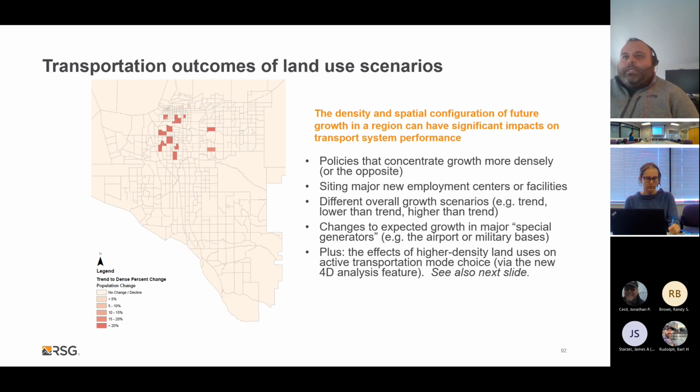So we can also look at things like the transportation outcomes of land use scenarios. The density and spatial configuration of future growth in a region can have a significant impact on transportation system performance. The policies that can concentrate growth more densely, siting major new employment centers or facilities, different overall growth scenarios, changes to expected growth in major special generators, and the effects of higher density land uses on active transportation mode choice, such as 4D analysis.